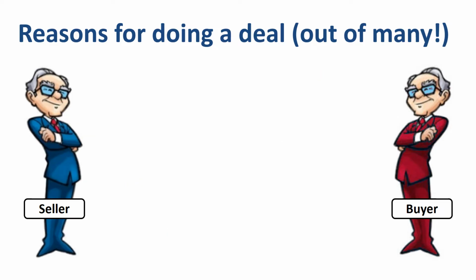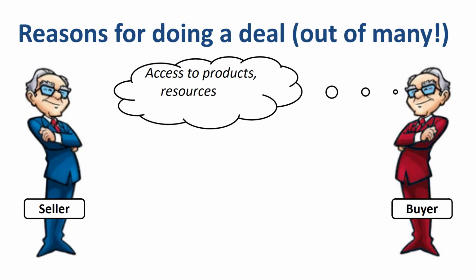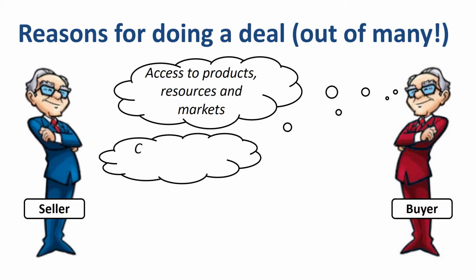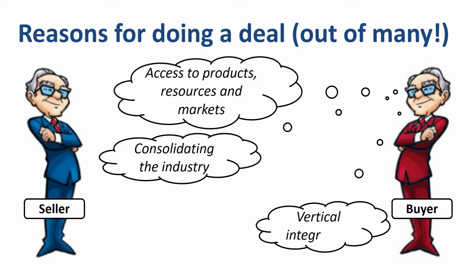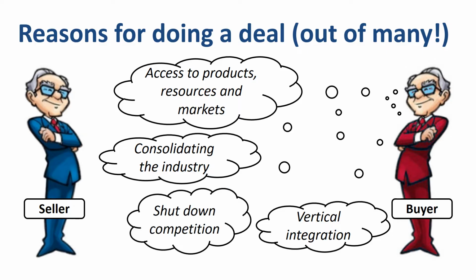Here are some more reasons for an M&A deal from the perspective of the buyer. Access to products, resources or markets. Skip the growth stage and buy existing sales and profits. An opportunity to consolidate an industry, combining several smaller players into a bigger player. Vertical integration. Upstream, moving up the supply chain towards raw materials, or downstream, moving into finished products, distribution and direct customer interaction. Or simply to shut down a competitor. If you can't beat them, buy them.